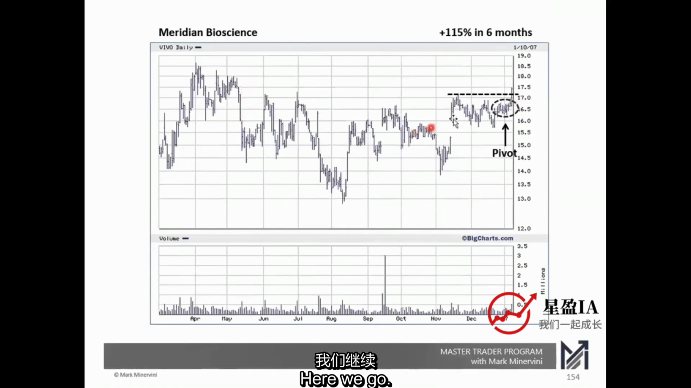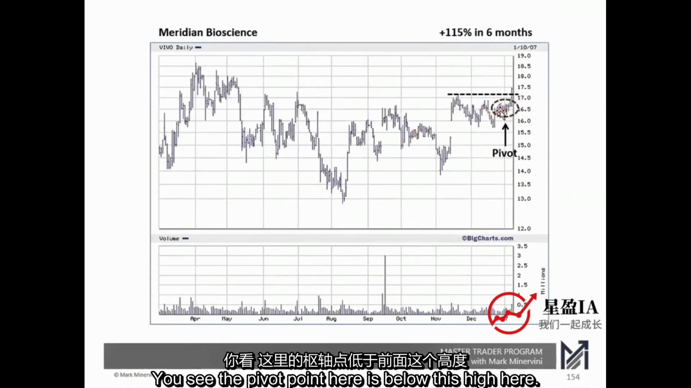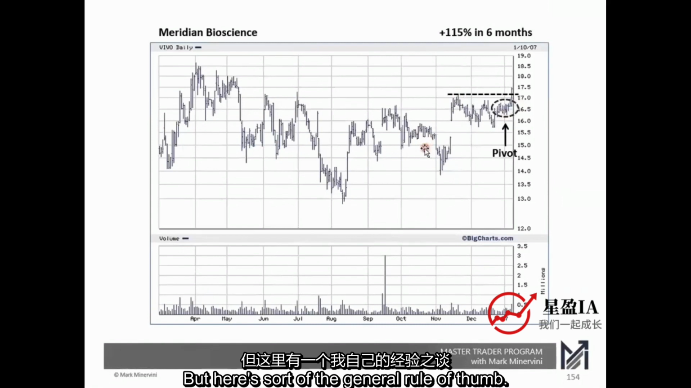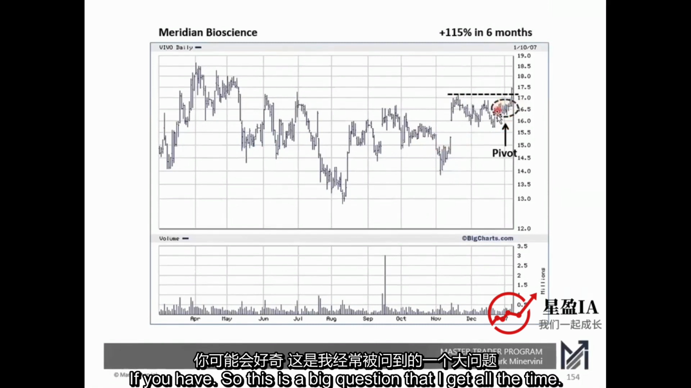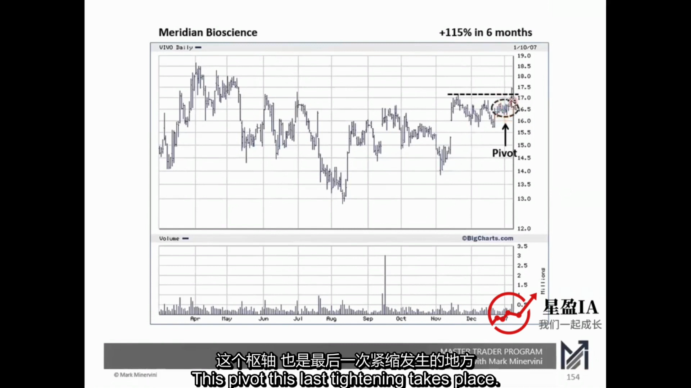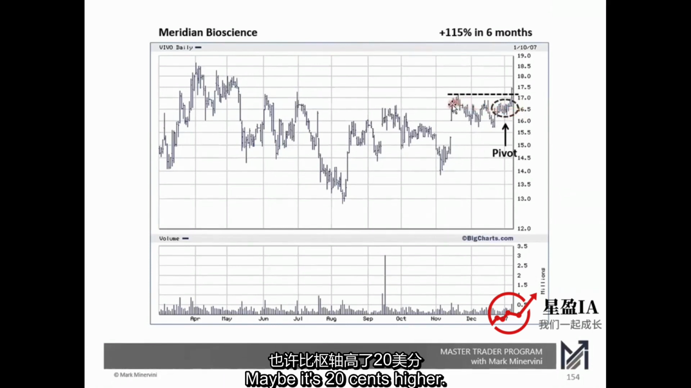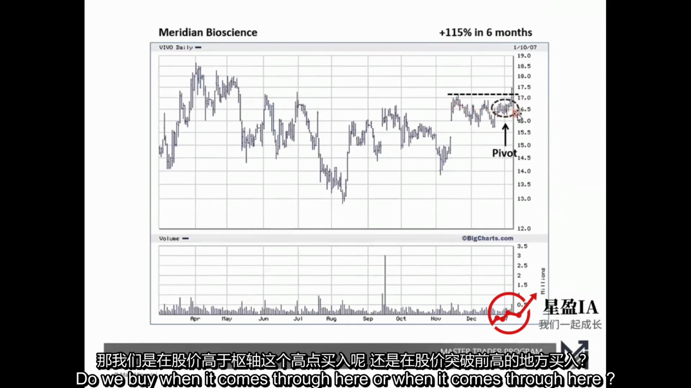So again, here we go. Here's the pivot setting up. Now, you see the pivot point here is below this high here. That's okay. But here's sort of the general rule of thumb. This is a big question that I get all the time. This pivot, this last tightening takes place, but the high right here is a little bit higher. Maybe it's 20 cents higher. Do we buy when it comes through here or when it comes through here?